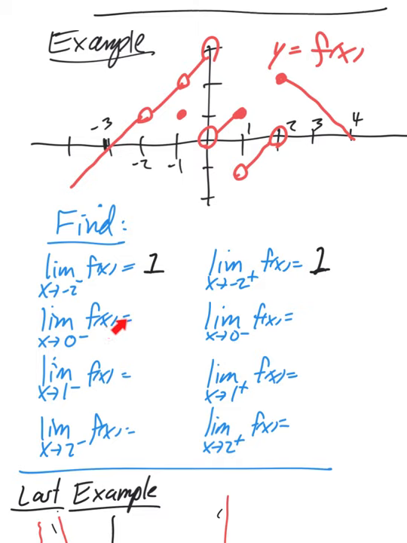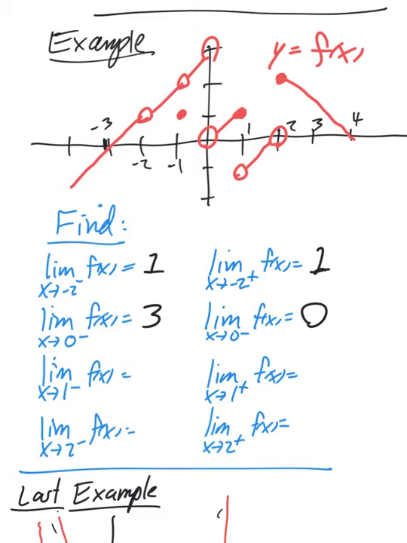Now let's move on to 0. There it gets more interesting. If x is a little bit less than 0, f of x is close to 3. But if x is close to 0 and a little bit bigger, f of x is close to 0. Here, the left and right-hand limits disagree. That indicates you've got a jump discontinuity, and that means the limit doesn't exist.